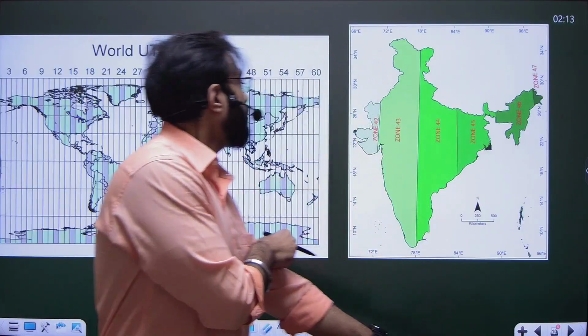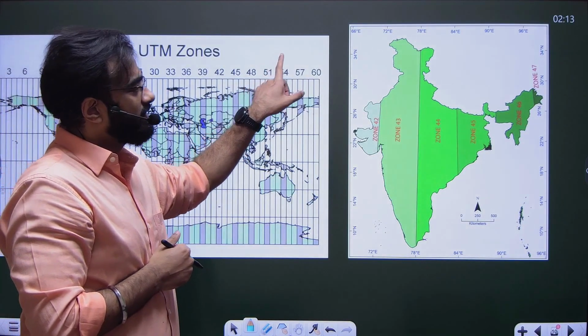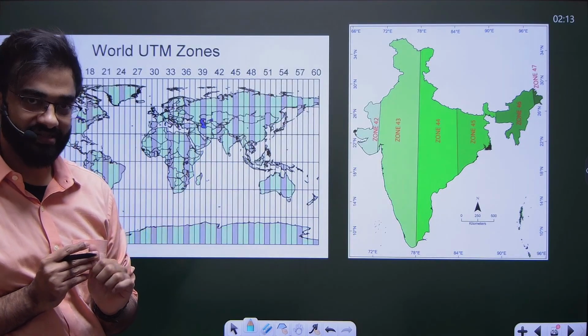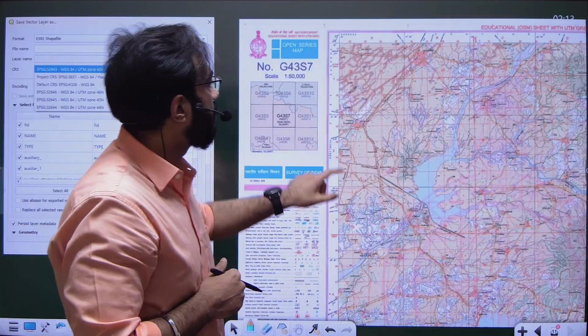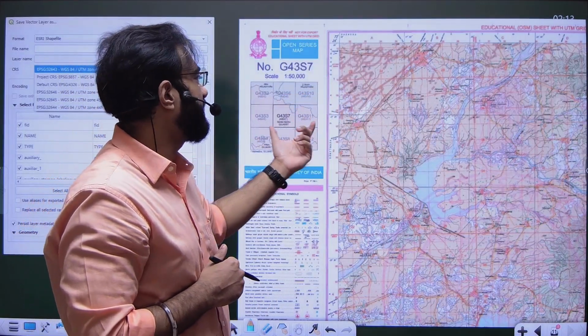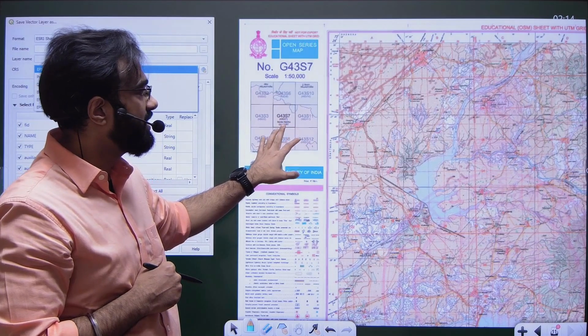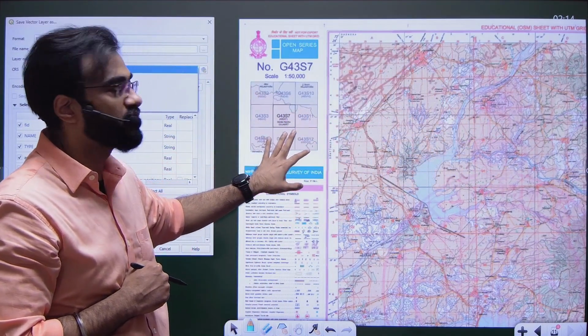Okay. So now what is UTM? Again, we have a 3D Earth surface, but we have to project it on a flat surface. If you observe, this is a part of a topo sheet. You might not be able to see the location. This is actually part of Banaskantha district in Gujarat.